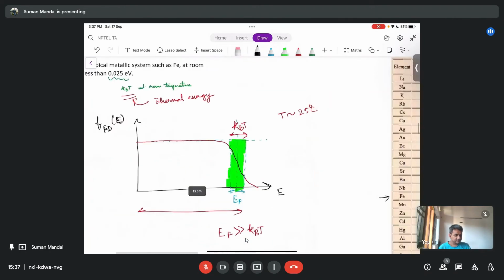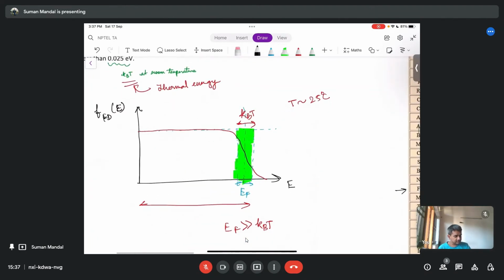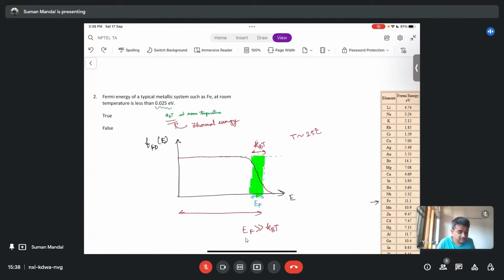So that is why at room temperature, only a small number of electrons can absorb and give out energy. Only electrons in this regime can absorb or give out energy. Most of these electrons will remain unaltered. If KBT was in the entire regime, then electrons could have come here and jumped here. But since KBT is small, only this electron can jump and come here. This transition cannot take place. I hope the significance is clear.